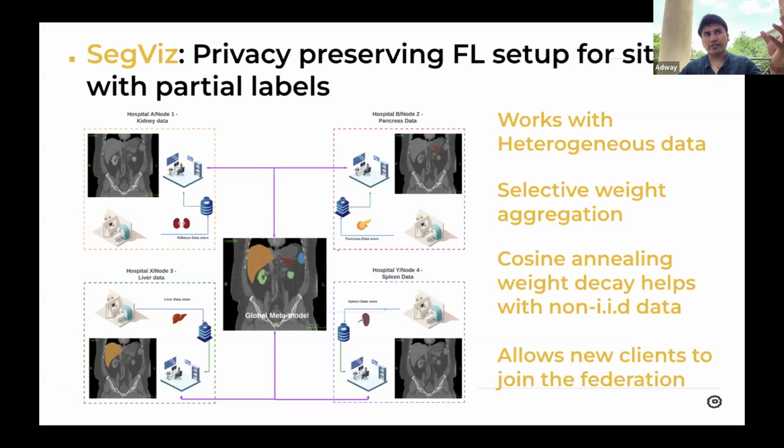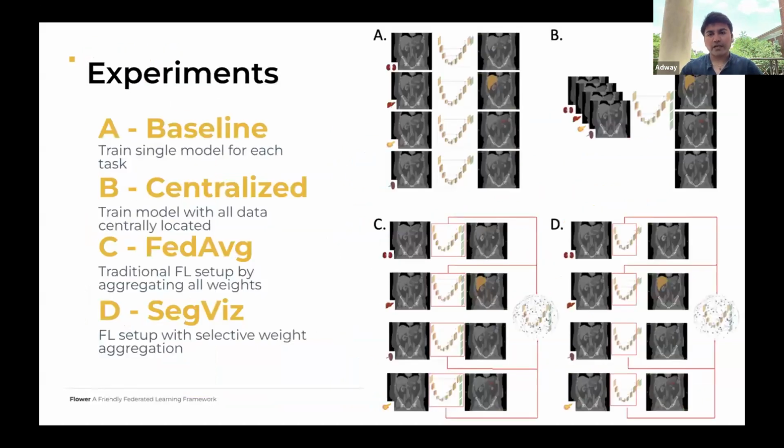And because of the way that we designed the model, with the UNet backbone where only the representation layers are being aggregated, you can change the task-specific layers of the global model, which allows new tasks to be trained on as you're going through it. The experiments that we ran: we ran 4 different experiments. As you can see on the top left, the A's are the baseline models, which means we trained individual, single models for each task. This would be the baseline approach in case you didn't have FL.